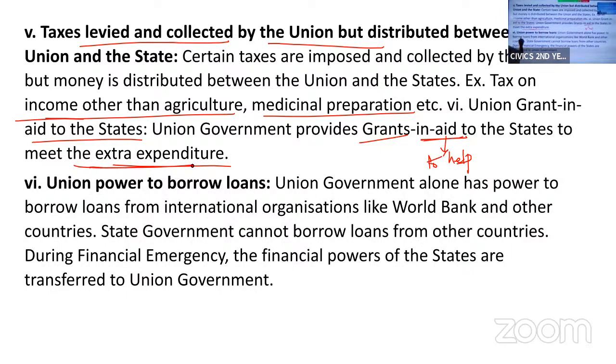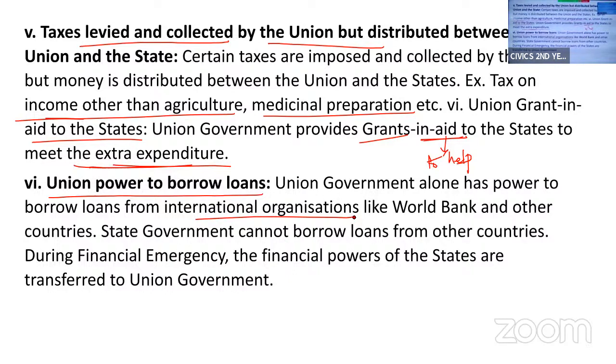Next is the union's power to borrow loans. Only the union government has the power to borrow loans from international organizations like the World Bank and other countries. State governments cannot borrow loans from other countries. The central government can borrow loans from other countries and international organizations like the World Bank.